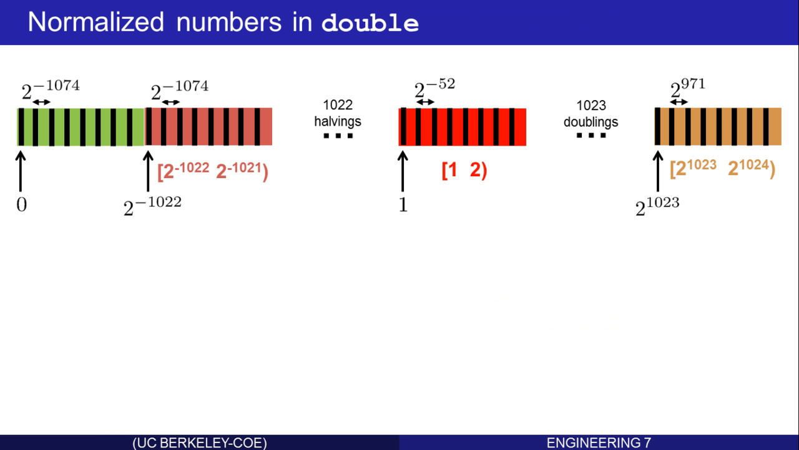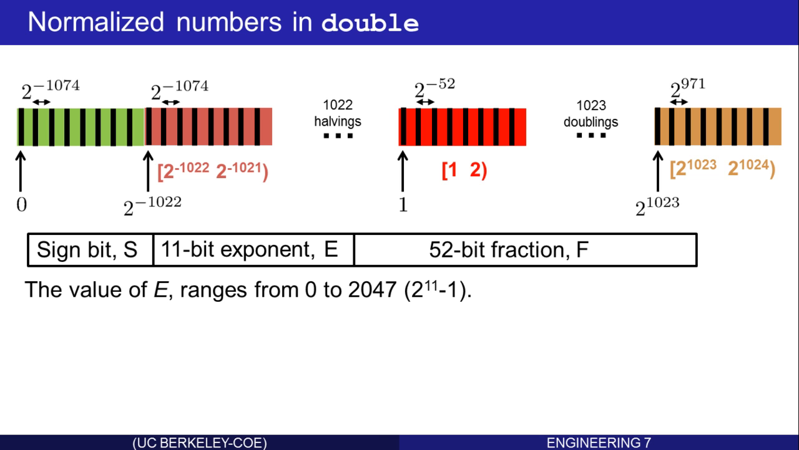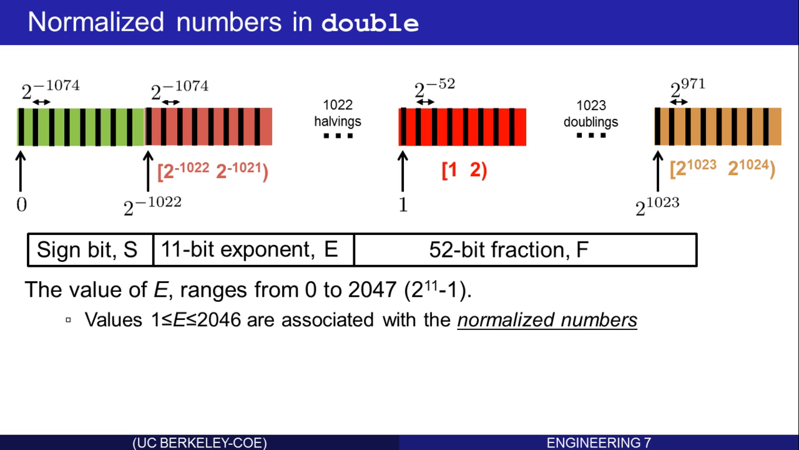First, let's draw all the positive numbers in this number system, double. Remember, it starts with the fundamental interval 1 to 2, and then many doublings of that, many halvings of that. The representation involves 64 bits, an 8-byte number, starting with a single sign bit, 11 exponent bits, and a 52-bit fraction. Right now, let's focus on the exponent bits. E is an 11-bit binary number. The value of E, expressed in base 10, ranges from 0 to 2047. Of those 2048 different values, values from 1 to 2046 are associated with the normalized numbers.